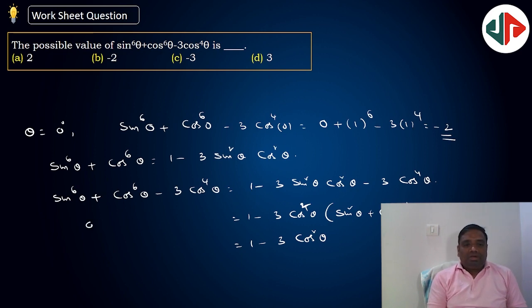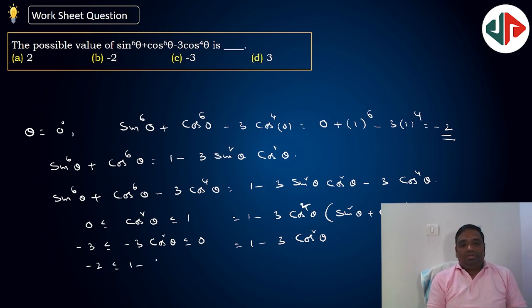Here cos square theta always lies between 0 and 1. That is the range. If you multiply with minus 3, then minus 3 is less than or equal to minus 3 cos square theta, less than or equal to 0. When you multiply with a negative quantity, the inequality changes. If we add 1, then minus 2 is less than or equal to 1 minus 3 times cos square theta, less than or equal to minus 1. So that value must lie between minus 2 and minus 1 only. So the possible values here are minus 2 only. Sir, I'll take theta equal to 30 degrees. Okay, that also must lie between minus 2 and minus 1 only.